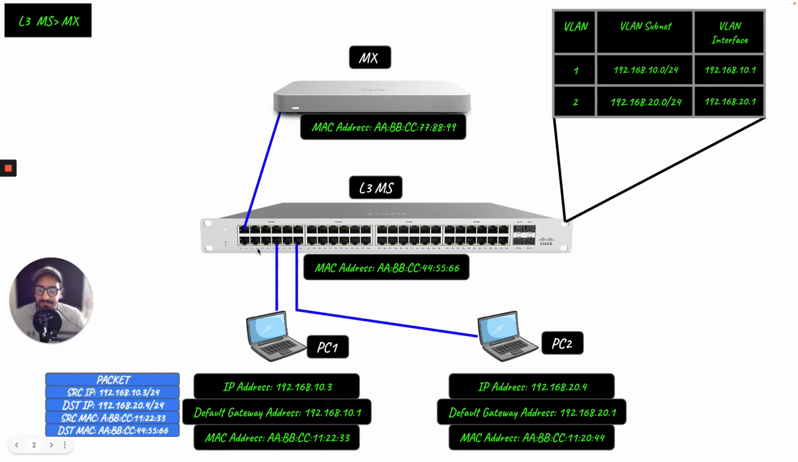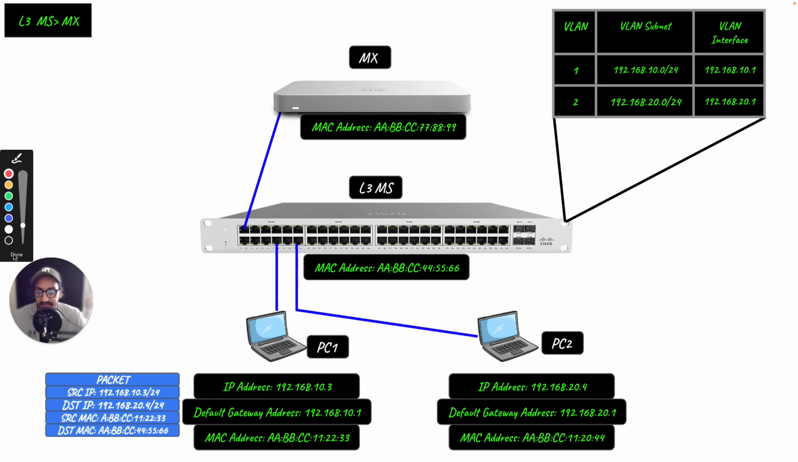And this packet here, it's PC1's IP address, and PC2's IP address is the destination. The source MAC address is PC1, and the destination MAC, just like before, is going to be its default gateway, but this MAC address is now the MAC address of the layer 3 MS switch, because that is the default gateway, and PC1 knows that via ARP again.